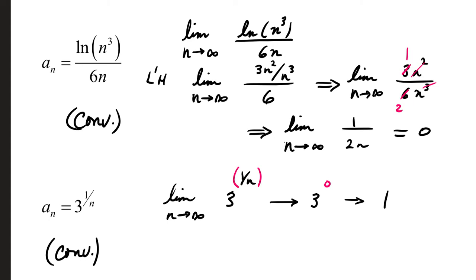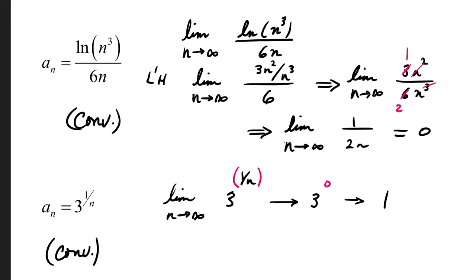Using L'Hopital's rule, we take the derivative of the numerator. That's 3n squared over n cubed. Then we take the derivative of the denominator, which is just 6. Reducing this fraction, 3 over 6 is 1/2. N squared over n cubed leaves an n in the denominator, so that becomes limit as n goes to infinity of 1 over 2n, which goes to 0 as n gets really large, convergent.